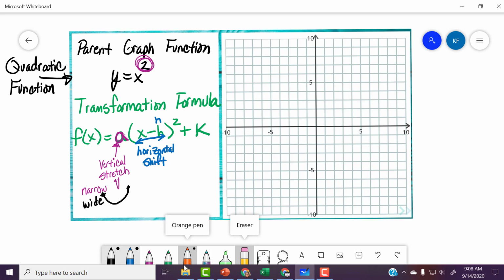And then finally, we have the vertical shift. And the vertical shift moves up and down. And that again is dependent on the sign. So I should put over here left and right. And that is how the transformation formula works. So take a minute and really understand the notation as we're going through those examples.